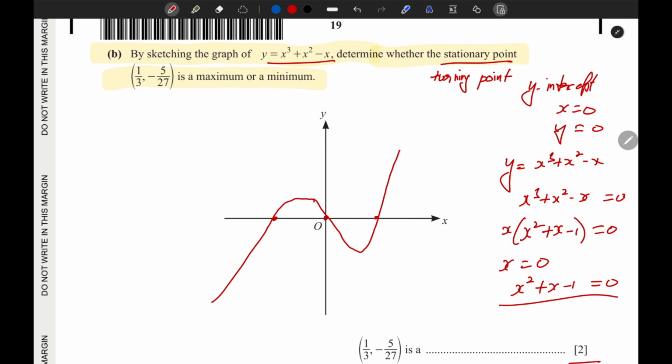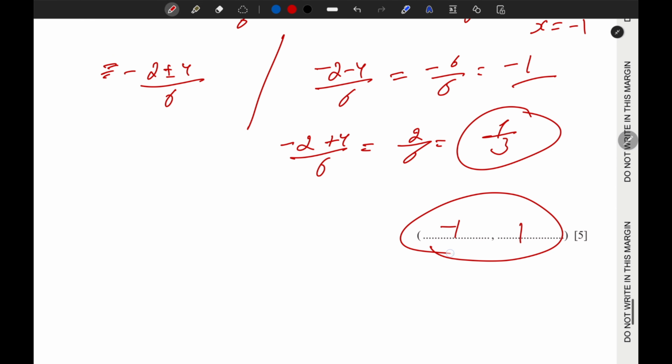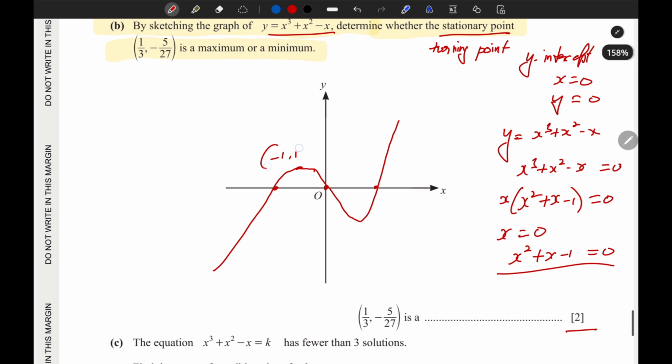Okay, so this will be a rough sketch, not the exact graph. Now we know that over here x will be negative. So we have that one point which we have already done, minus 1 comma 1. So this point is minus 1 comma 1, and what will be this point? As you can see, this is the positive x-axis, so this will be 1 by 3 comma minus 5 by 27. So over here you can see this is a minimum. This is a minimum point.